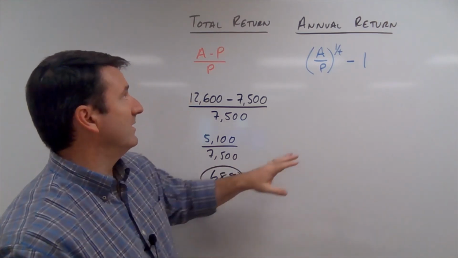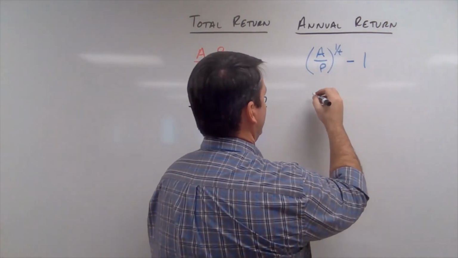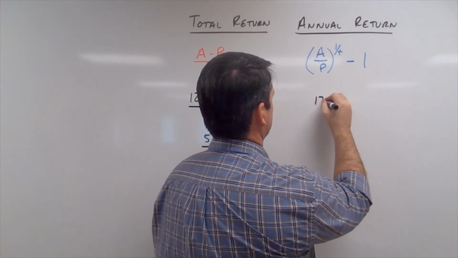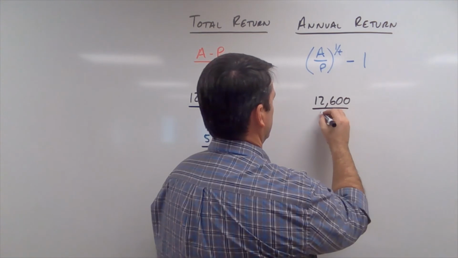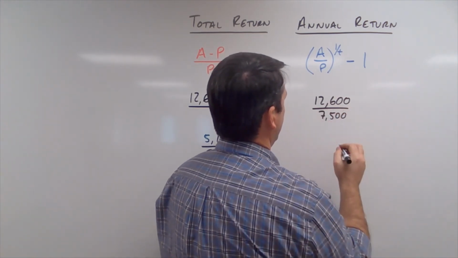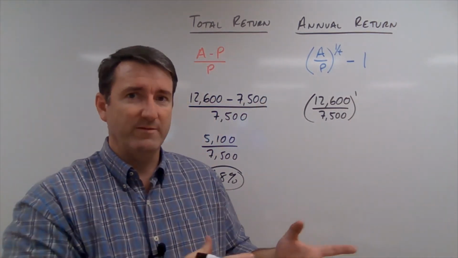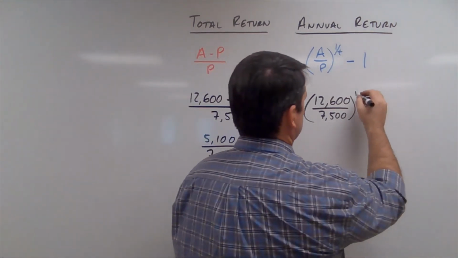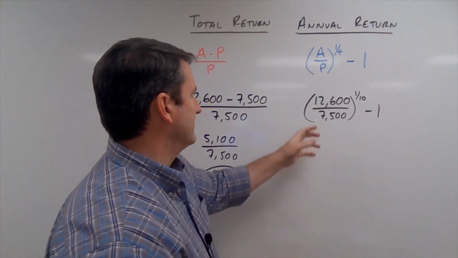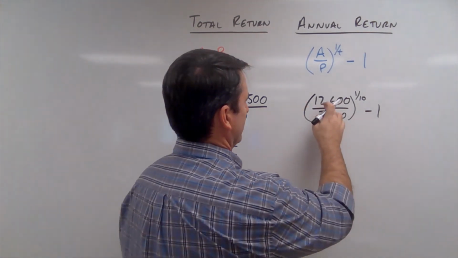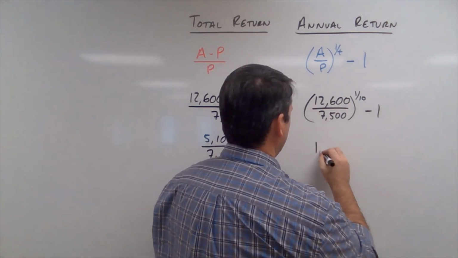All right, now the annual return. For the annual return, we're going to divide A, the accumulated balance, which was 12,600, by P, the starting principal, 7,500. And then we're going to take that to the 1 over T. And here we're told that we invested this for 10 years. So this is going to be 1 over 10, minus 1. All right, so let's do what's in the parentheses here. If we divide 12,600 by 7,500, we're going to get 1.68.